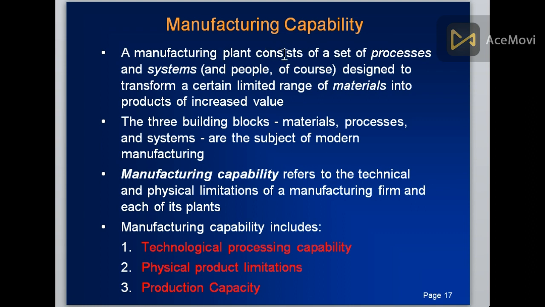Manufacturing capability. A manufacturing plant consists of a set of processes and systems designed to transform a certain limited range of materials into products of increased value. So there are three building blocks: material, processes, and systems. Manufacturing capability refers to the technical and physical limitations of a manufacturing firm and each of its plants.